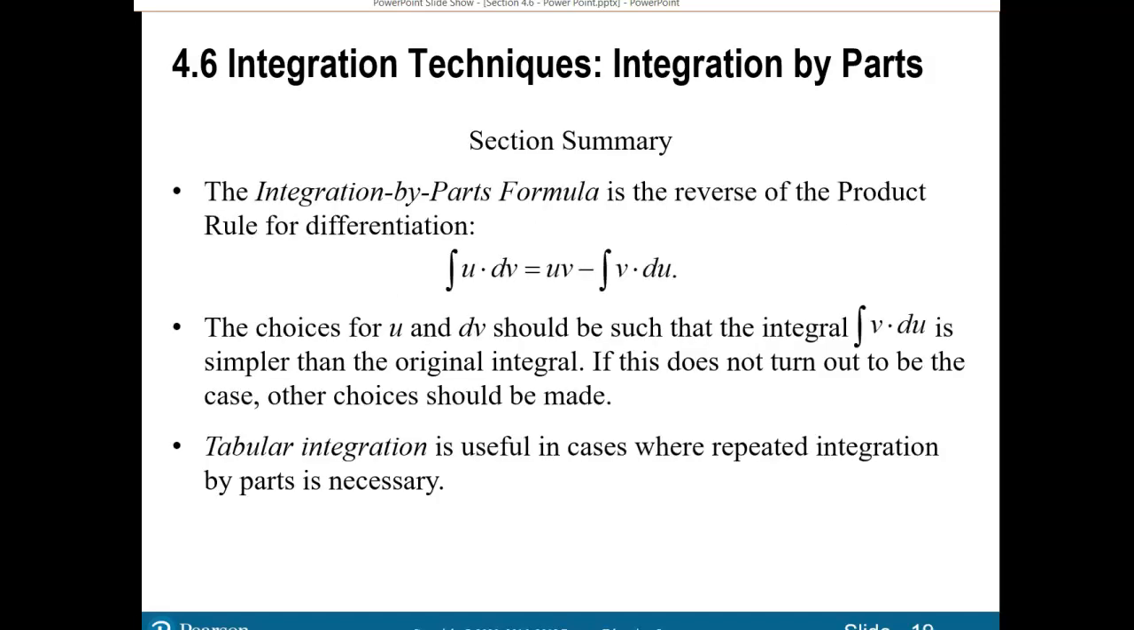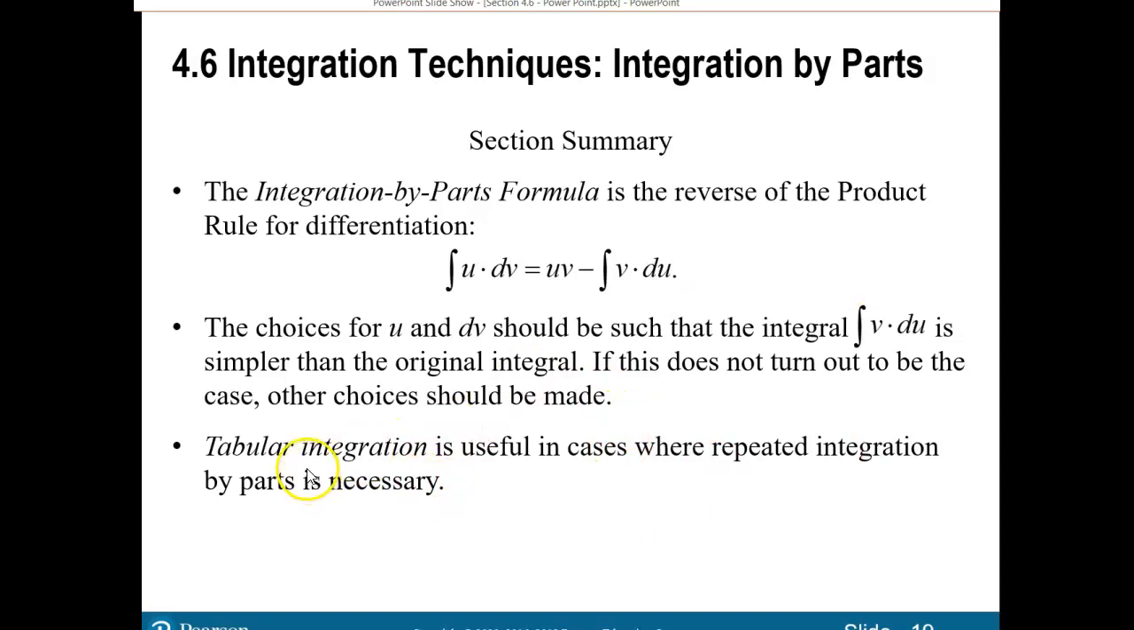All right, so our summary for integration by parts. It's reversing the product rule. Your formula is you start with the integral of u dv. By differentiating u and integrating dv, you end up getting u times v minus the integral of v du. The choices for u and dv should be such that this integral is simpler, right? This one that shows up here is simpler than the original. And if that does not turn out to be the case, you need to try something different.